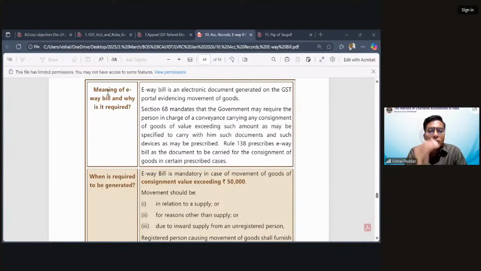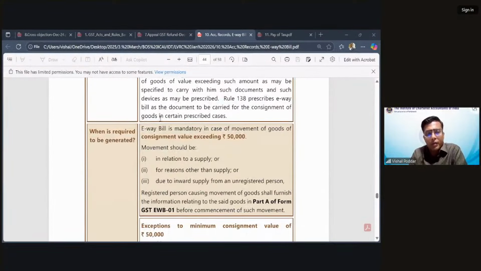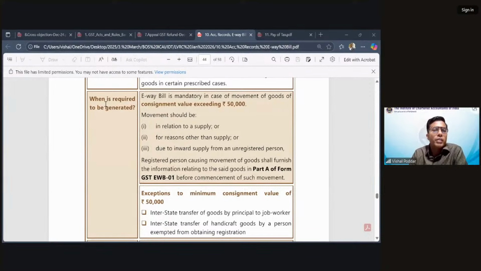Now, Section 68 read with Rule 138 are the governing provisions which provide for the procedure for the entire e-way bill. Now, when is e-way bill to be generated? First requirement is there should be movement. Very important. E-way bill has no connection with supply. Entire GST law revolves around the concept of supply. E-way bill is the only provision which is not connected with supply. It is connected with movement. So whenever goods are being moved, whether there is supply, whether there is no supply, it makes no difference to the GST law.